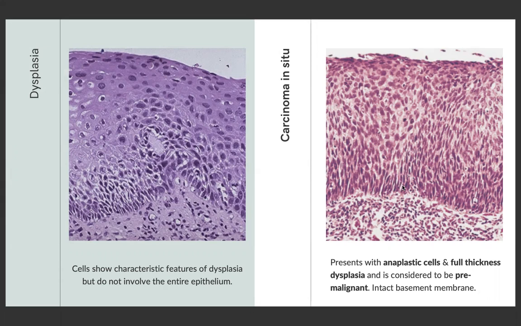Versus carcinoma in situ, you have something called full thickness dysplasia. You can see how large this nucleus is. That's considered an anaplastic cell. Remember, now you have lack of differentiation. Okay, so these are anaplastic cells and full thickness dysplasia. And this is considered to be a pre-malignant condition. However, keep in mind that at the bottom, the basement membrane is intact. These cells have not penetrated through the basement membrane and have not invaded nearby structures yet. However, they're pre-malignant. They have the capacity to do that.